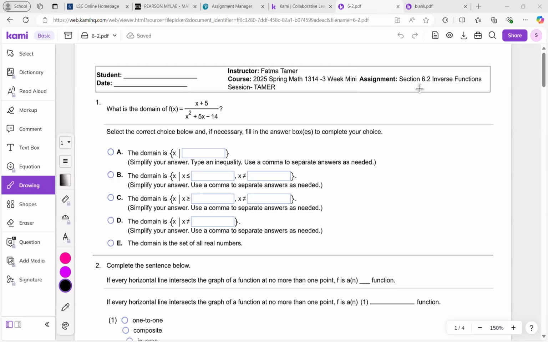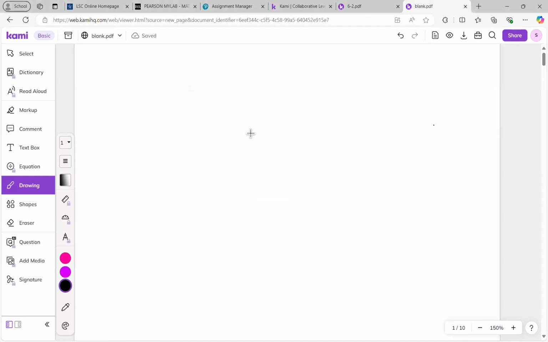Lesson 6.2 talks about inverse functions. So before we jump into our homework problem, let's talk about inverse functions.